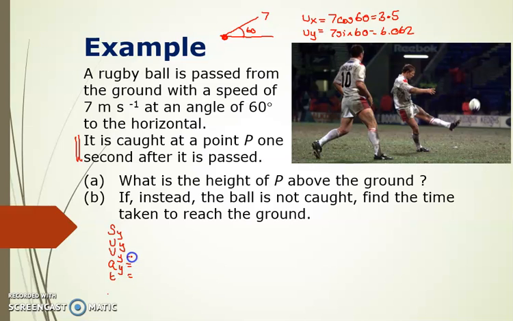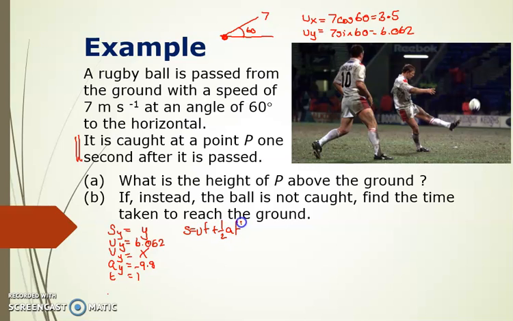t doesn't change. But t, luckily, is 1 second. They've told me that already. ay is always minus 9.8. What else have I said? uy is 6.062. And I want the height of the ground. This is what I want, y. So that's one I don't care about. So which equation? This is s equals ut plus half at squared again.